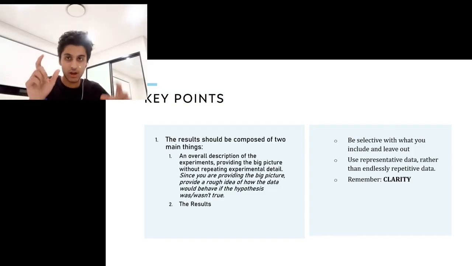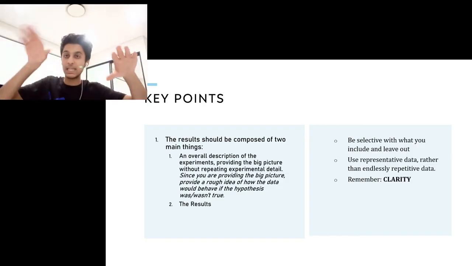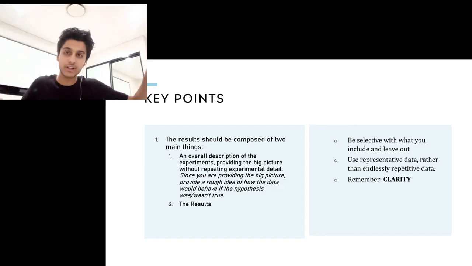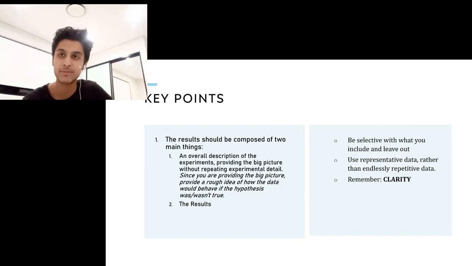So you want to start discriminating. You want to be really selective. You want to start selecting the key points of data, because you're not going to use all of it. You're going to only need some key points, and that's where you use those points and you start writing about them. You start giving that overall description.